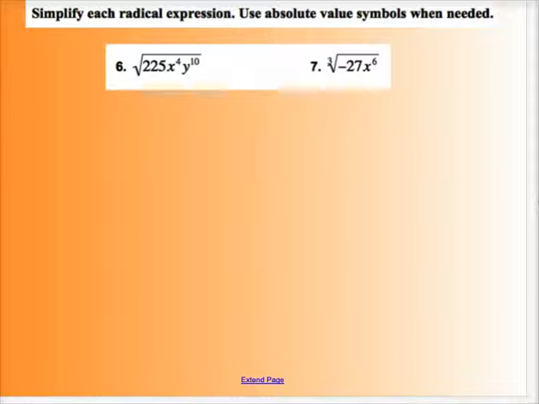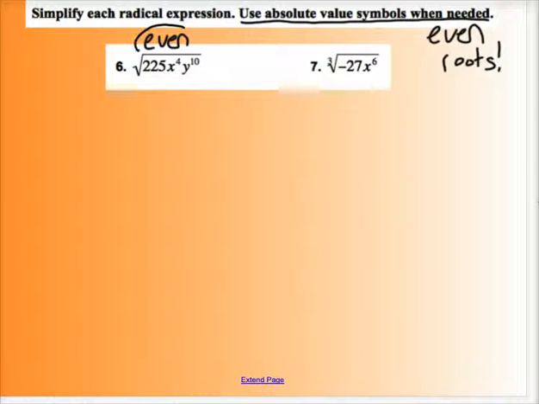So after we learned how to use a calculator to take roots, we moved on into actually doing these. Now, one of the biggest things here: absolute values when needed. That means even roots. So the first thing I'm going to do for every one of these, this is an even root, so that's going to remind me that I need to take the absolute value of what I'm pulling out. So the square root of 225, if you look at your powers chart, that is 15.